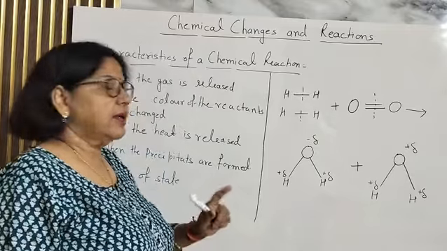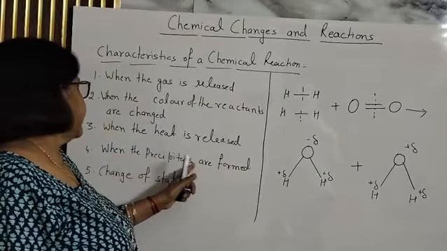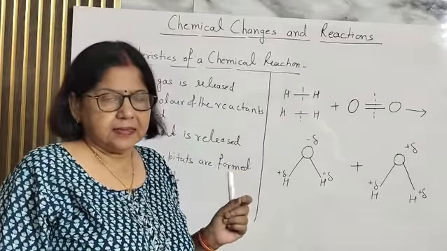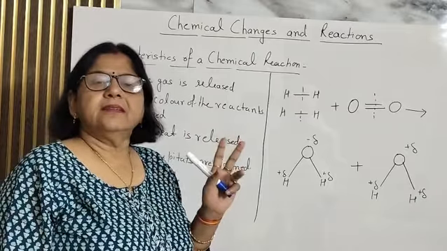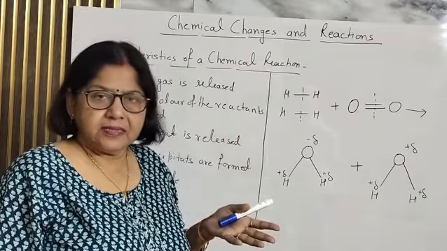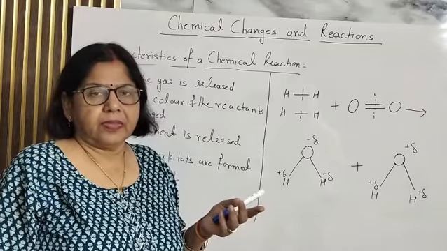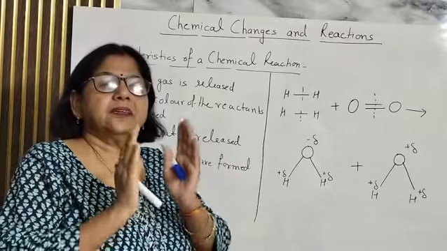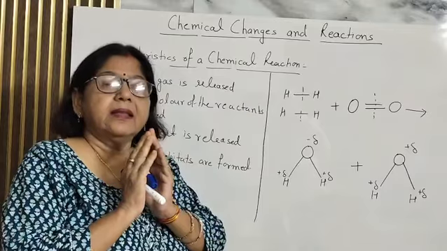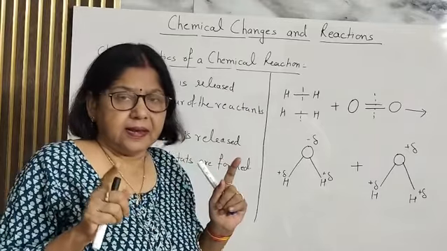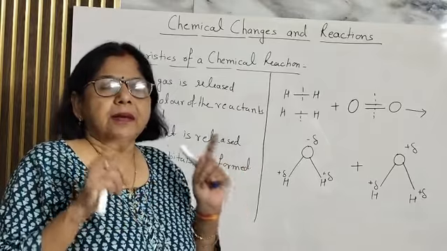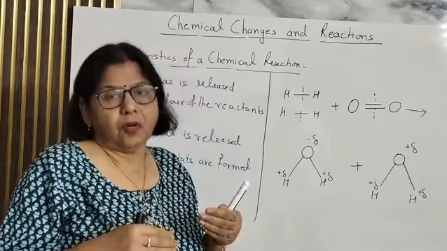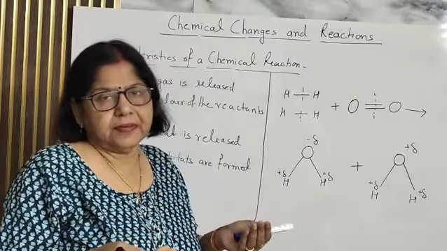Now another example is when precipitates are formed. A totally chemical answer. If you have added two reactants and a precipitate is formed. What is a precipitate, children? A precipitate is a solid formed after mixing two transparent liquids. I am not saying colorless. They may be colored ones, but when the two liquids are mixed, some thick mass is formed. That is called a precipitate.